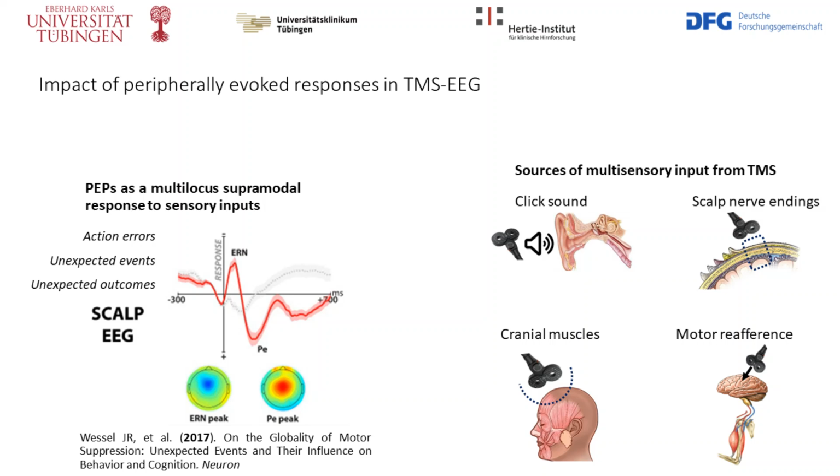regions. Now, having said that, there are many salient sensory inputs caused by TMS that can be responsible for generating these peripherally evoked responses, from the auditory click to the collateral stimulation of nerve endings in the scalp and of cranial muscles, and the twitching of a limb in case we're using TMS over the primary motor cortex at suprathreshold intensities.